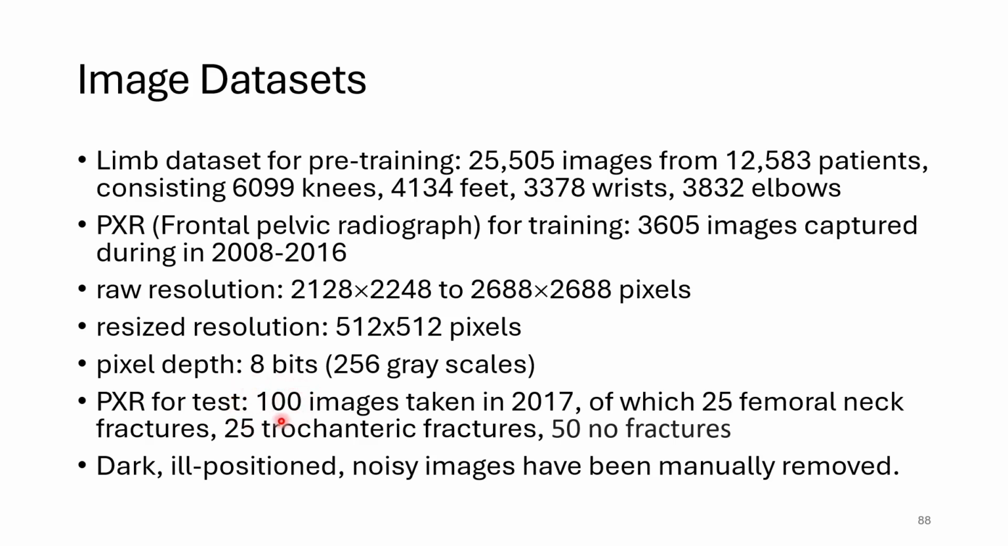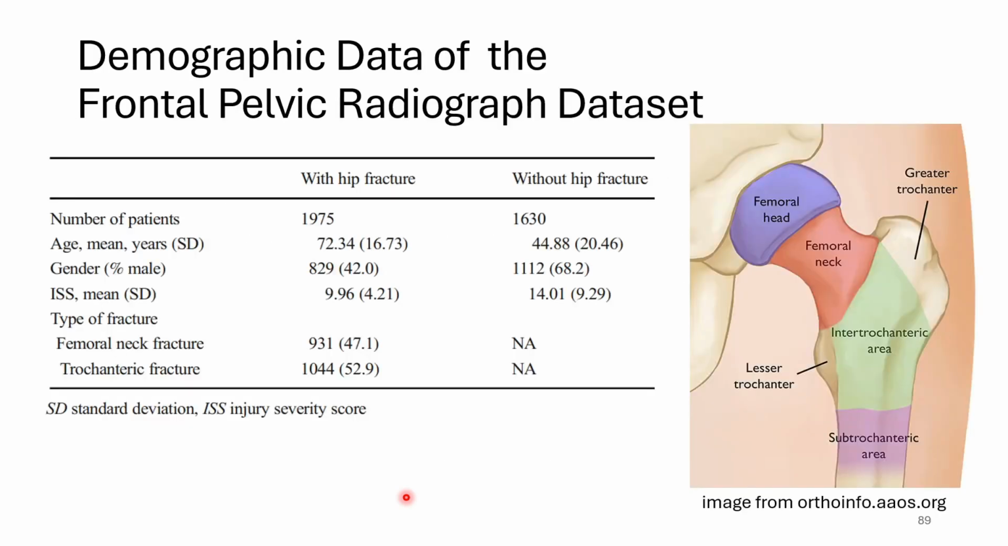Finally, they need a set of test images. Their test set has only 100 images. What's the difference between their training images and the test images? Time. All of the test images were collected in 2017, and their training images were collected from 2008 to 2016. So there's a significant difference between the two sets. And they manually removed some bad images, including dark, ill-positioned, and noisy images. You know this better than me, I guess.